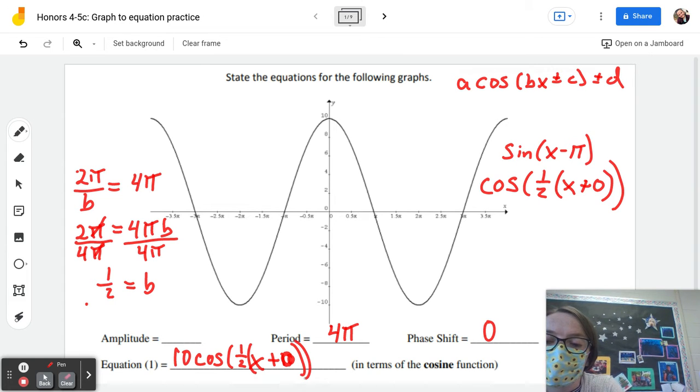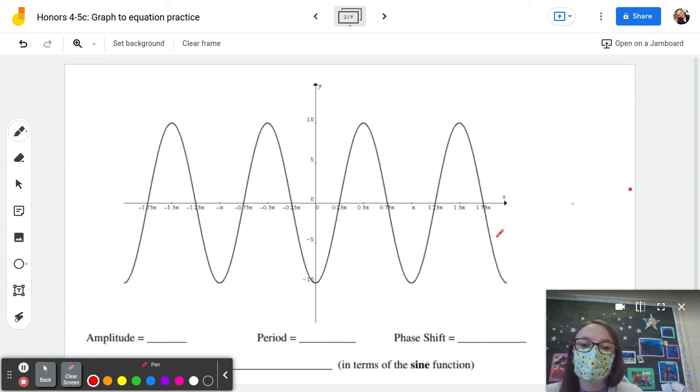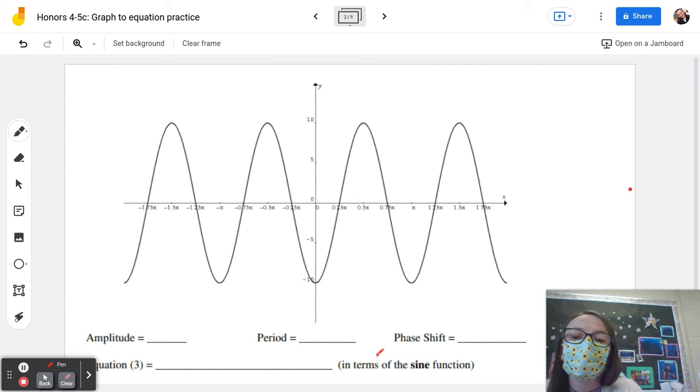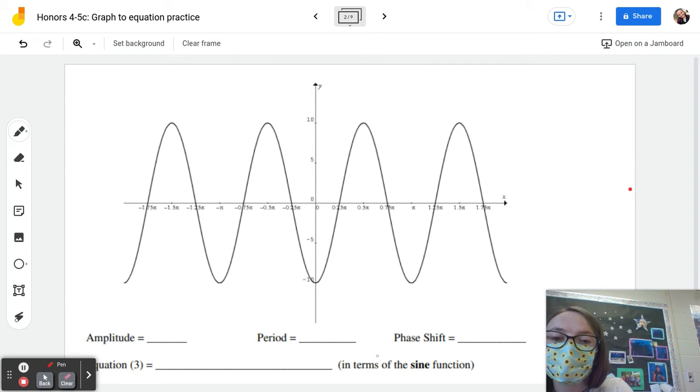All right, let's try the next one. Okay, so for our next question here, we're going to take a look at this graph. The first thing I want to look at is the amplitude. The amplitude is the distance from the midline to a max or min. In this case, we can see the amplitude here is also 10.